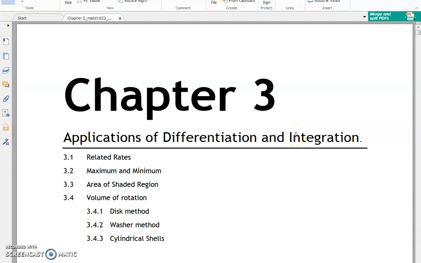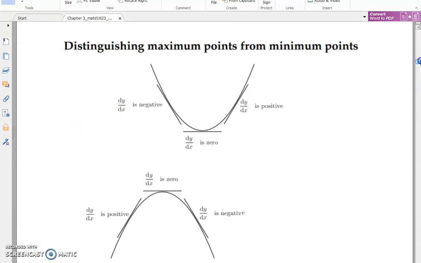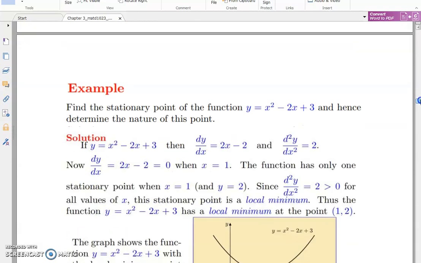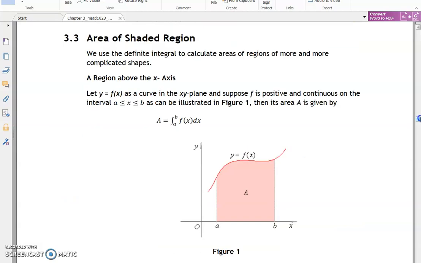Hello guys, in this video we are going to discuss chapter 3, and our specific discussion will be on the area of a shaded region, where we are going to deal with the application of integration. Let us look into section 3.3, area of shaded region.